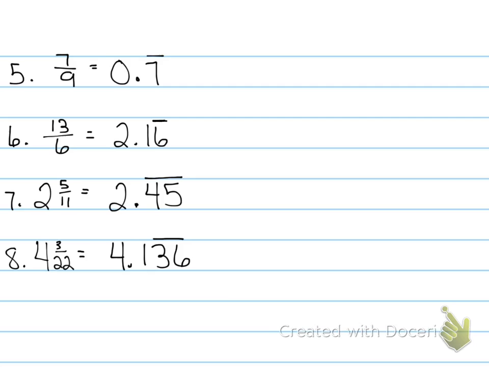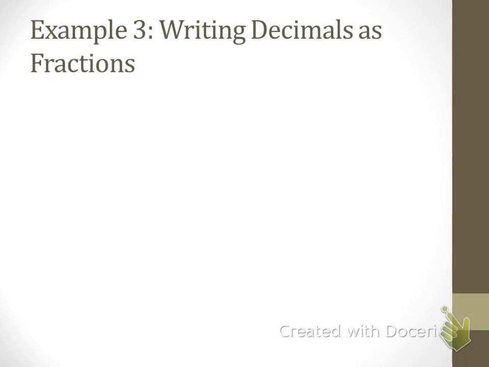All right, now in example 3, we're going to switch gears a little bit. Now we're going to do the opposite way. Now we're going from a decimal to a fraction. So go ahead and in your notes write 0.85 or 85 hundredths.